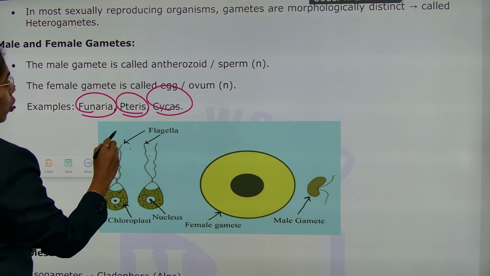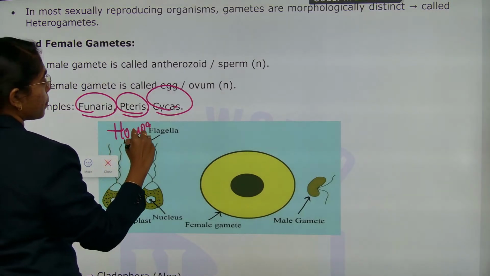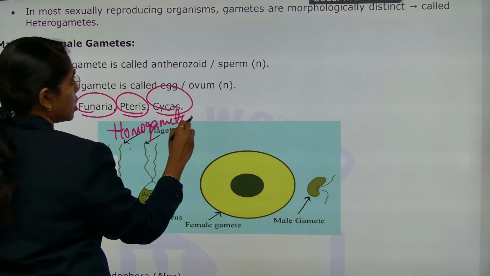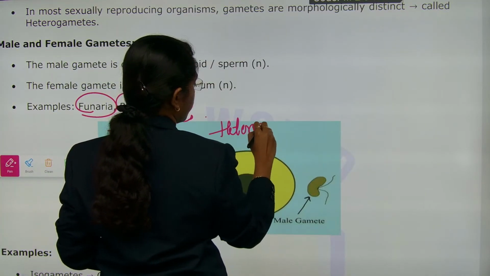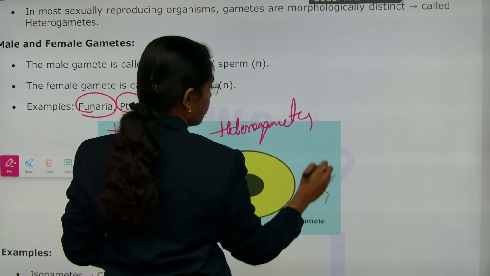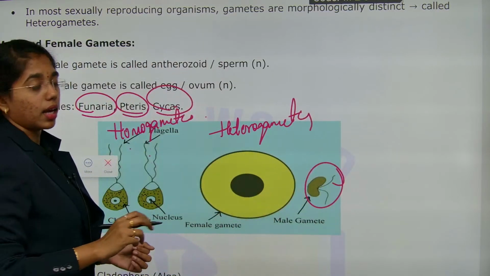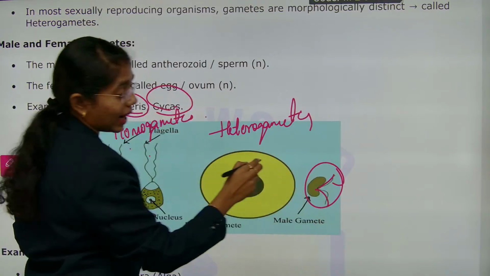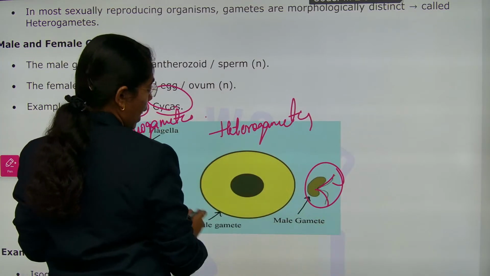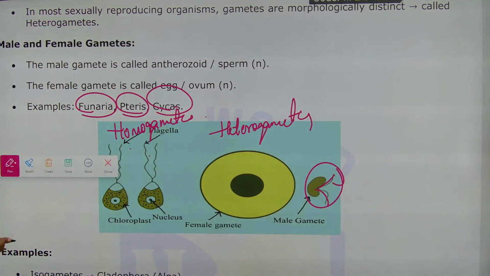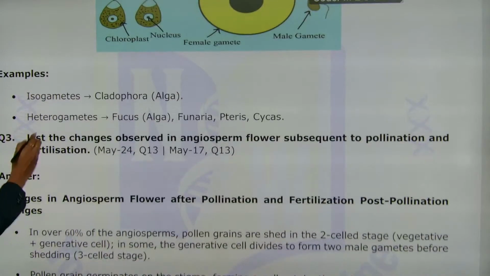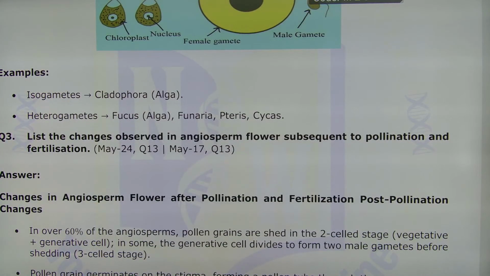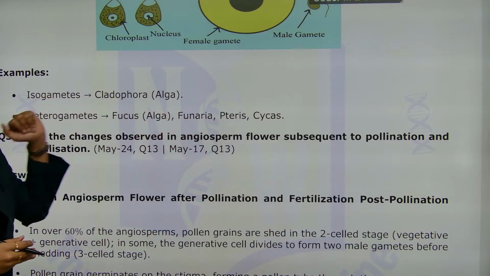These two are homogametes. The best example is Chlamydomonas. These are heterogametes, where the male gamete anthrozoid is biflagellate with the flagella on the lateral sides, and the female gamete is large and non-motile. Egg or ovum. Examples here: isogametes, for example Cladophora, all algae; heterogametes, Fucus algae, Funaria, Pteris and Cycas.